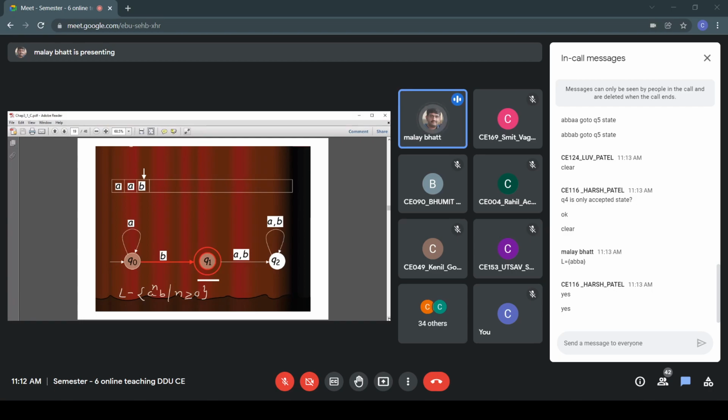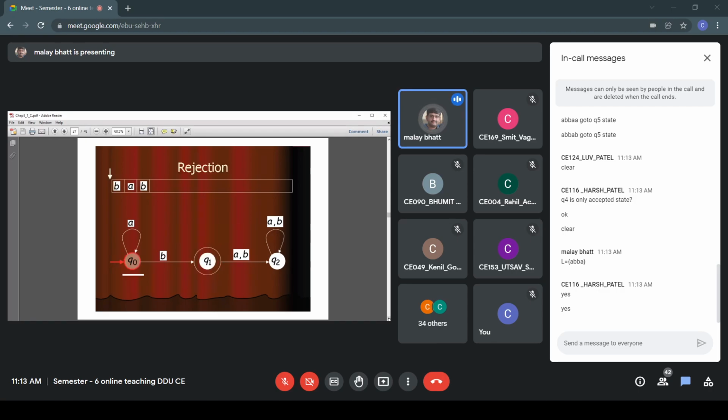Right? It is a dead state. You cannot come out of this state because there is a self loop of Q2 on input A and B. There is a self loop of A and B on the Q2 state. So this will accept the language A raised to n B, n is greater than or equal to 0. Right? So this is the language behind it.